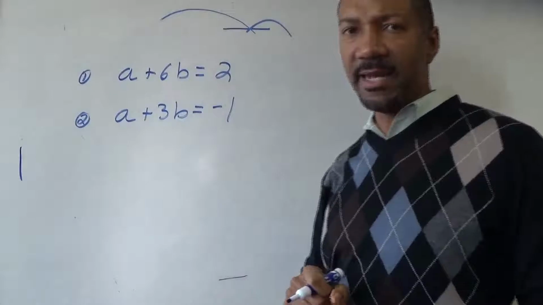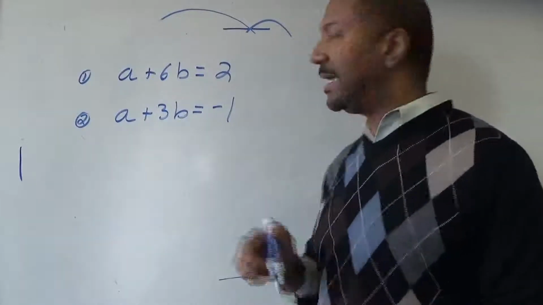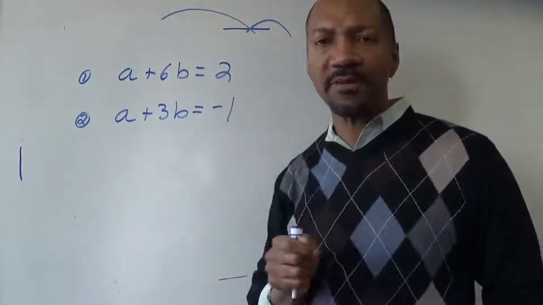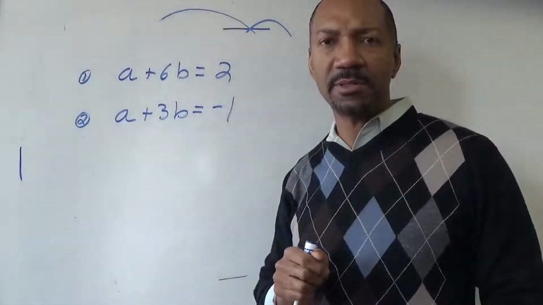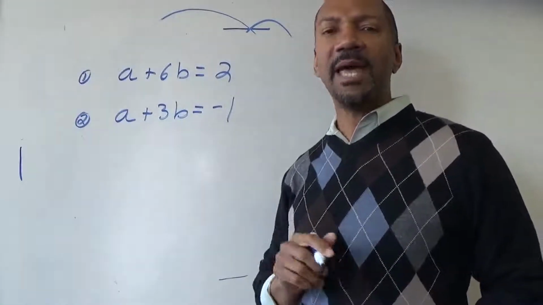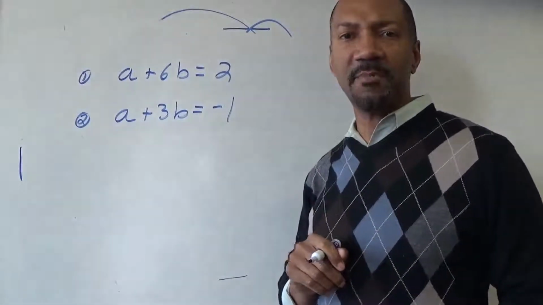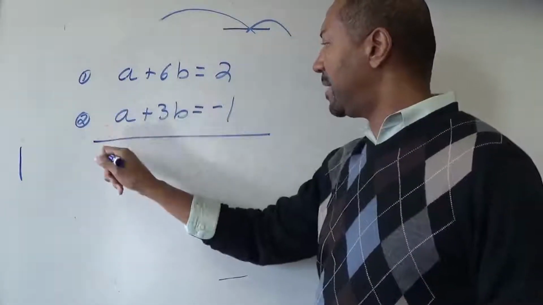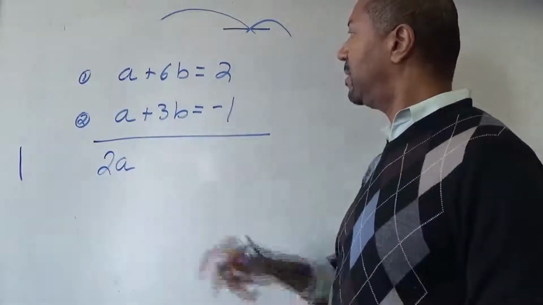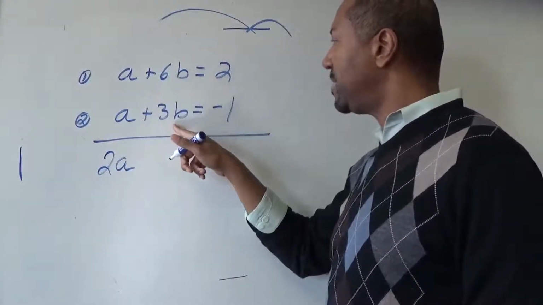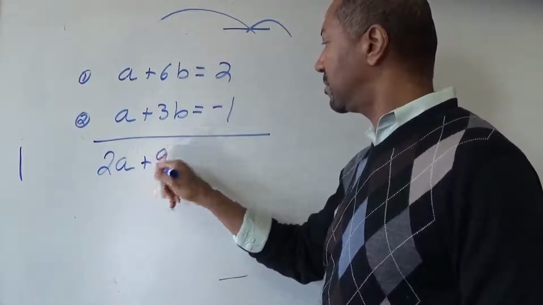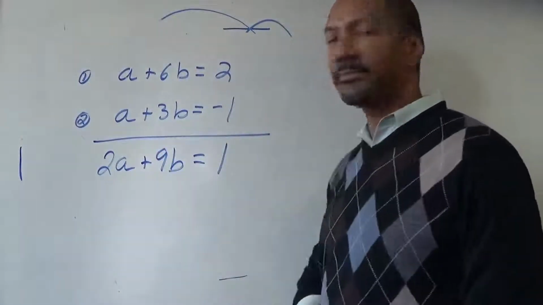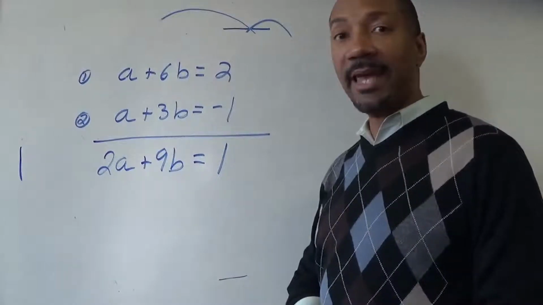Now, I've already said that your goal is to add these two equations up in the hopes of getting a variable to drop out. Let's see what happens when we just add these two equations up as they are. A plus A, you got 2 A's. 6B plus 3 more B's, you got 9 B's. And on the other side, you've got 1. That didn't help at all.